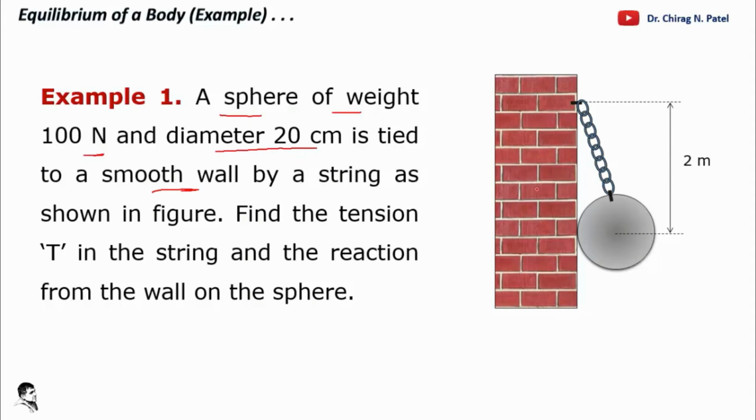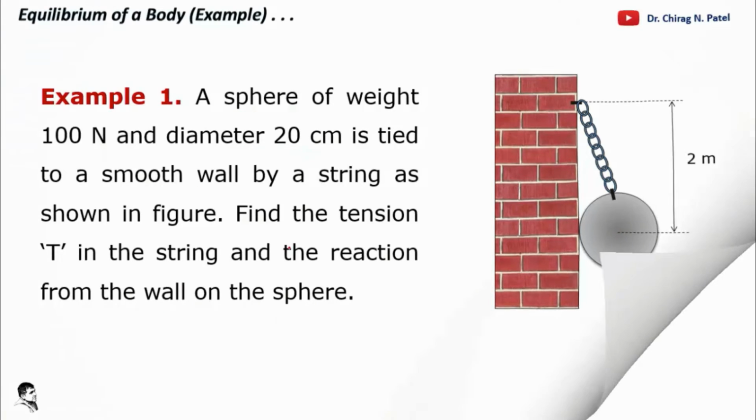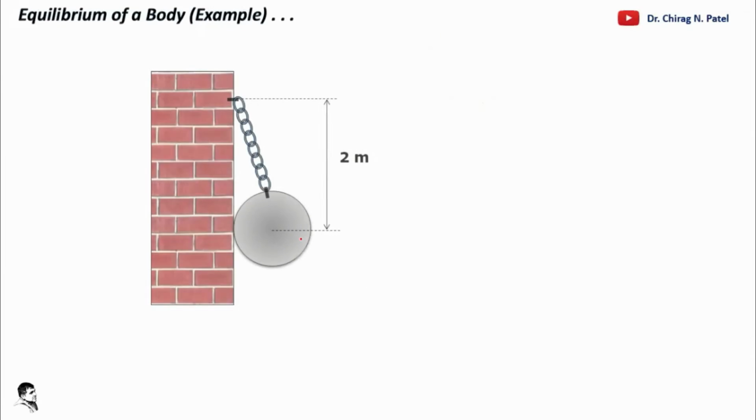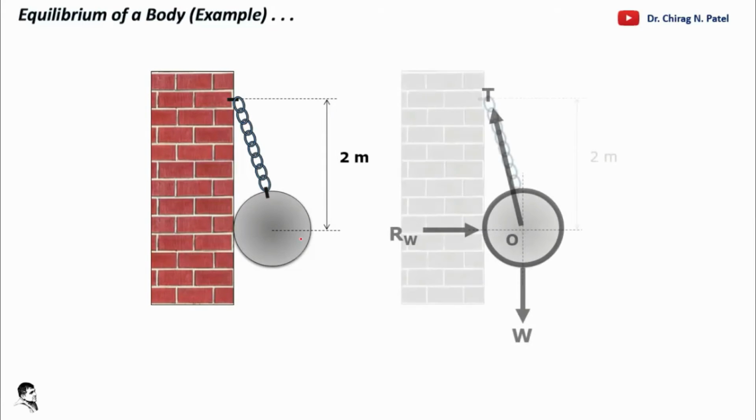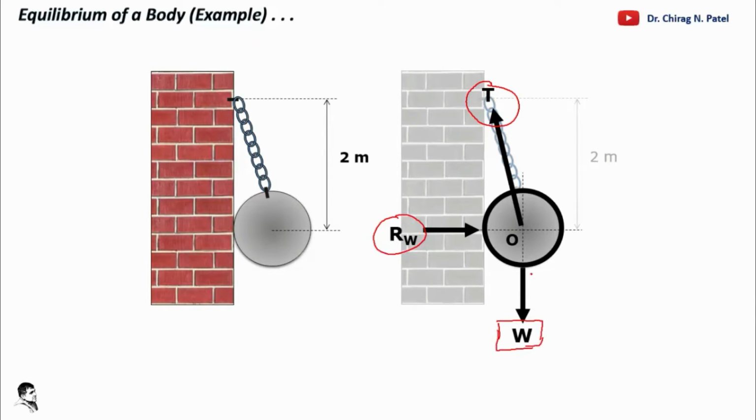This is the given problem, with some height from the center of the sphere to where the string or chain is tied, that is 2 meter, already given. Now we require to find out the tension in the string and the reaction from the wall. So in this problem we have two important things. One is this T, the tension, and the second is the reaction from the wall, and the weight is already given in the problem.